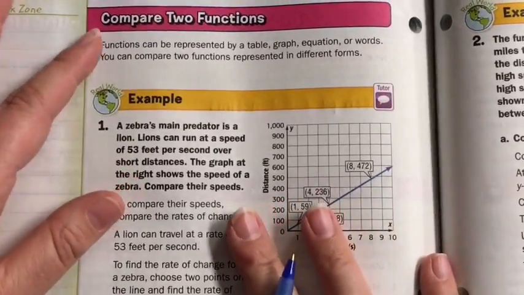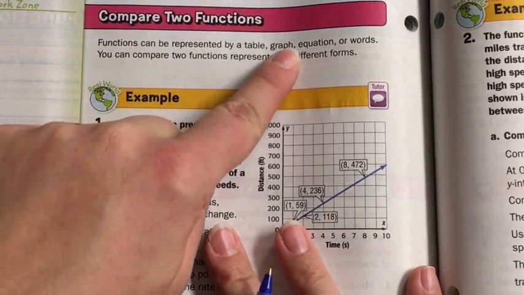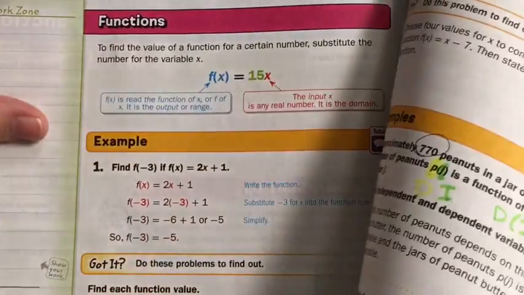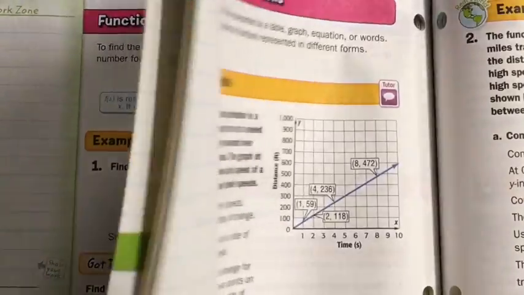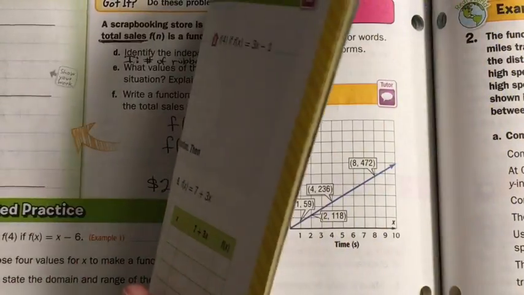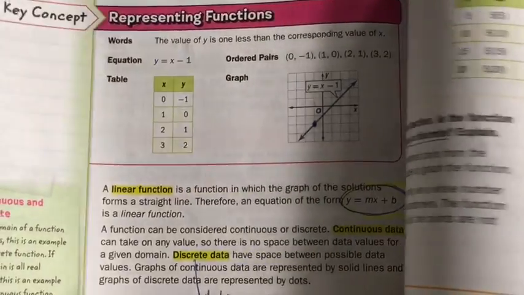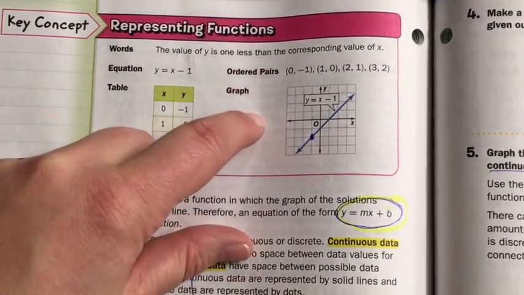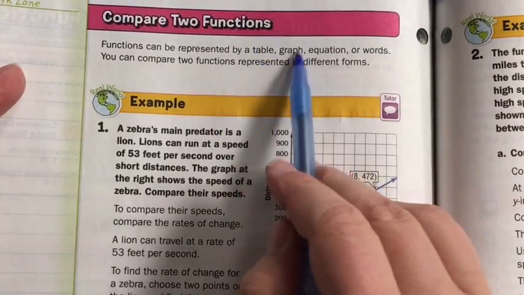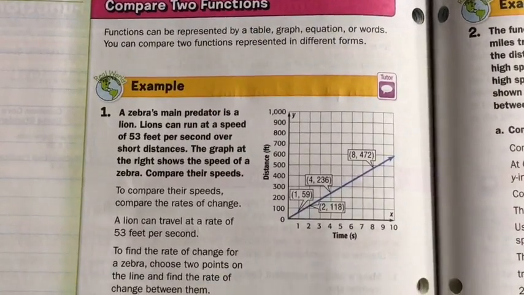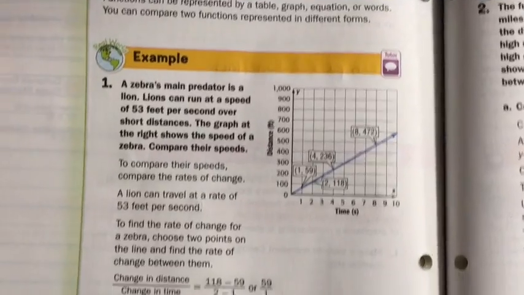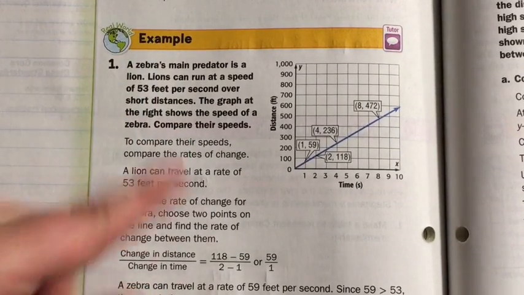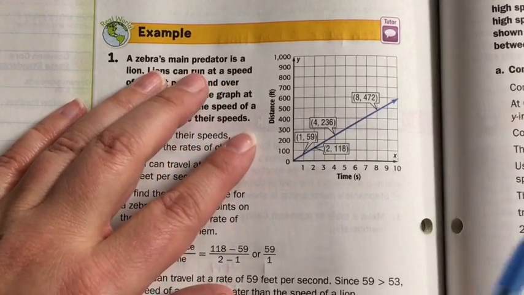So functions can be represented by a table, graph, equation, or words. We've done this before, if you recognize it from other things that we went over. Oh, right here. See, words, equation, table, ordered pairs, graph. This one only talks about graph, table, equation, or words. So you can compare the functions represented in 2 different forms. This is going to be tricky because it's a lot of reading, so I will do this as much as I can with you.